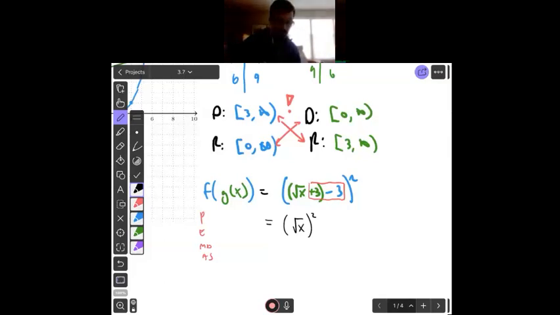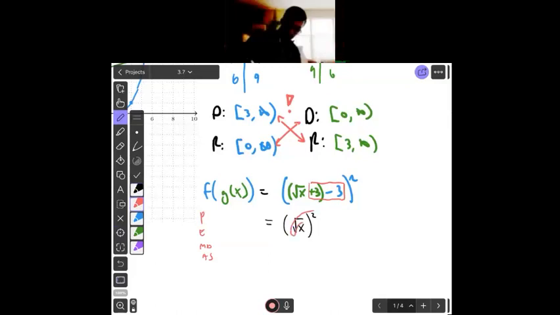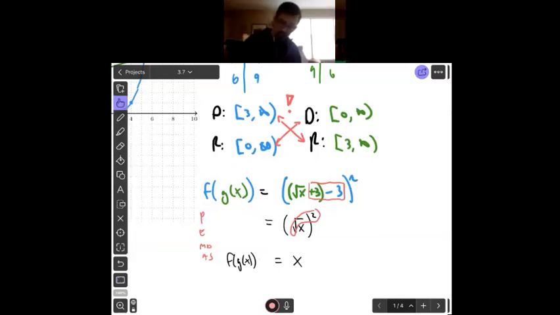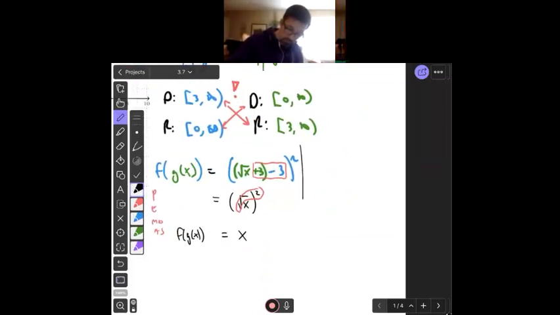Okay? And I reset my PEMDAS. Inside the parentheses, there's nothing to do. So then I go on the outside of the parentheses. Oh, there's an exponent. Well, if I square a square root, what do squares and square roots do to each other? Yep, they cancel. So what are we left with? x. Okay? So f of g of x equaled x. When I plugged g into f and simplified it down, it just spit x back out.